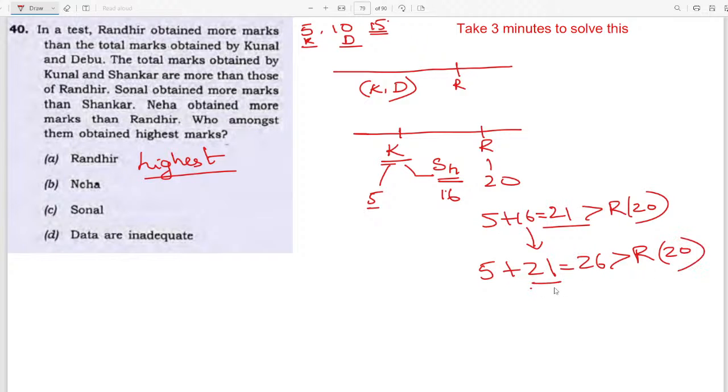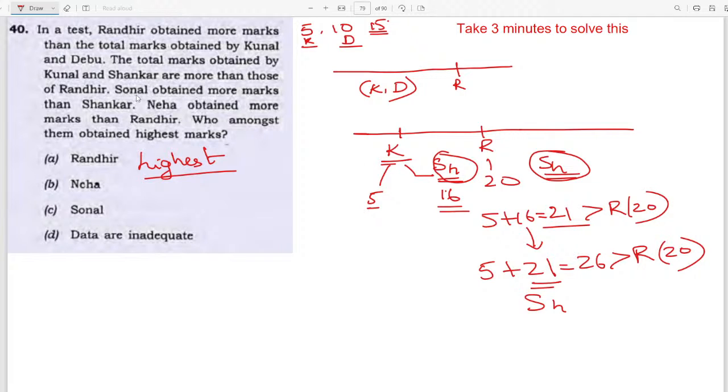So this can be Shankar's marks, SH. So 21 can be Shankar's marks. So clearly Shankar's marks can be greater than or less than Randir's. Shankar can be here or here, on both sides. We cannot say where Shankar is. So we don't know whether Shankar is greater than R or Shankar is less than R. So this is the second statement that they have given.